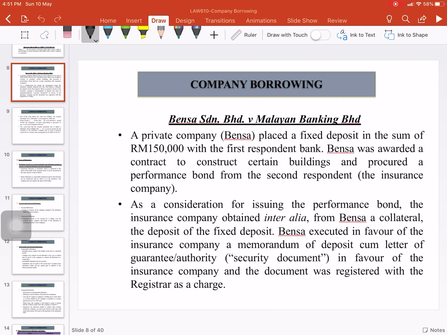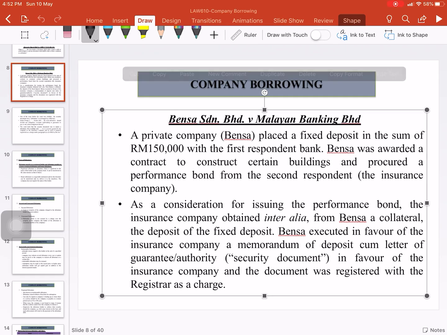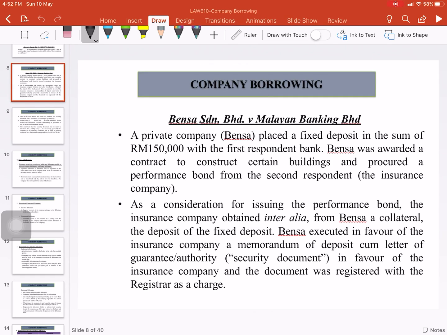Now, a private company, Bensa, placed a fixed deposit in the sum of 150,000 with the first respondent bank. Bensa was awarded a contract to construct a certain building, and then procured a performance bond. A performance bond is something like a guarantee that if I don't do it, they're going to take your money. As consideration for issuing the performance bond, the insurance company obtained a collateral from Bensa, which was the fixed deposit. Bensa executed in favor of the insurance company a memorandum of deposit cum letter of guarantee, which is a security document, and the document was registered as a company charge.